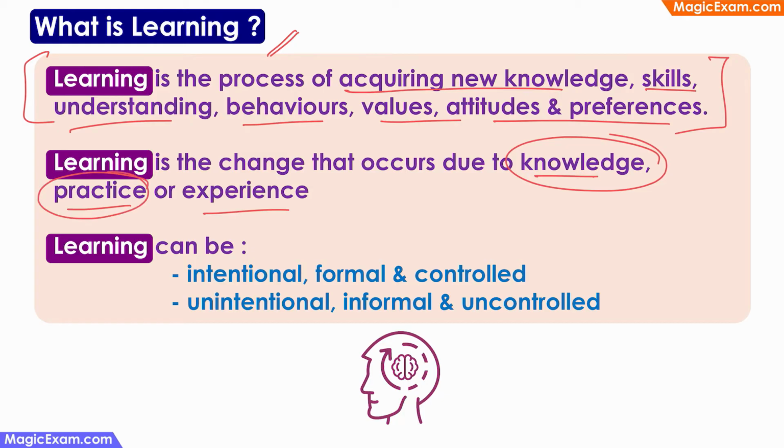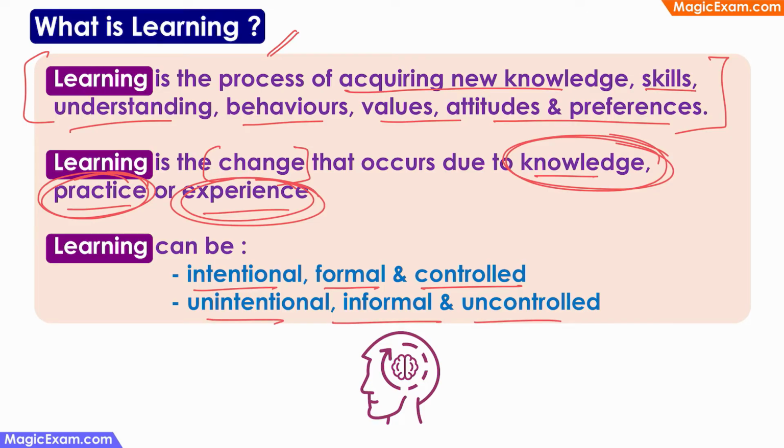So that is practice. And when the child uses that money in a shop to buy some articles, then the child is getting the experience of using that money. Therefore, learning is the change that is happening due to this knowledge, practice, and experience. And learning can be intentional, formal, and controlled. That is, when a child goes to school, it is intentional because the child wants to get knowledge. And it is in a formal atmosphere, and it is controlled because you know what the child is going to learn. Whereas learning can be unintentional, informal, or uncontrolled as well.